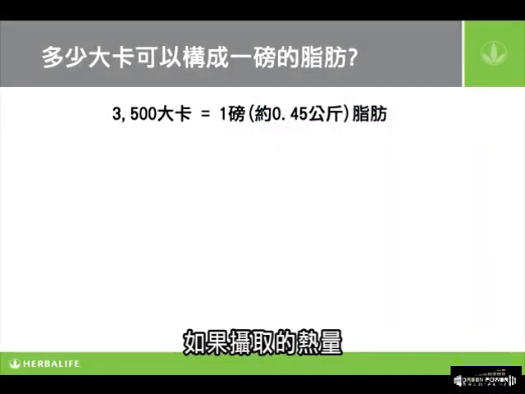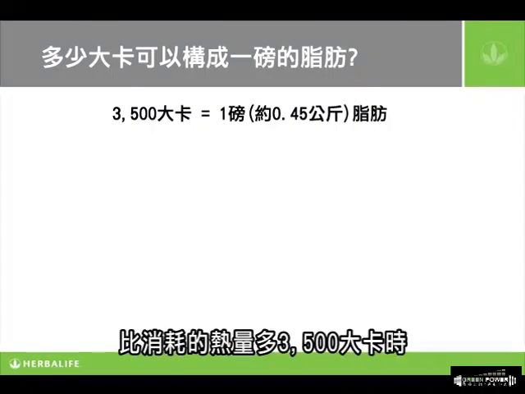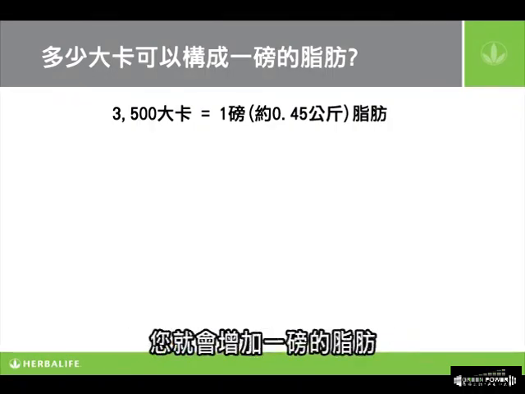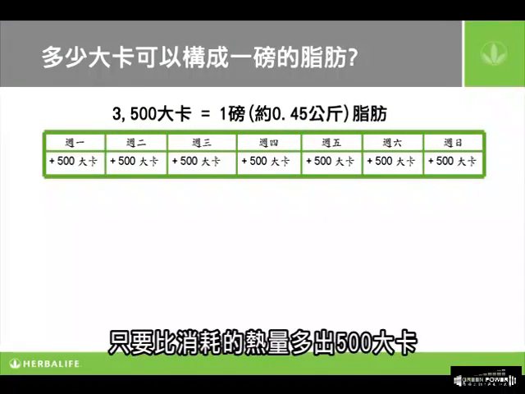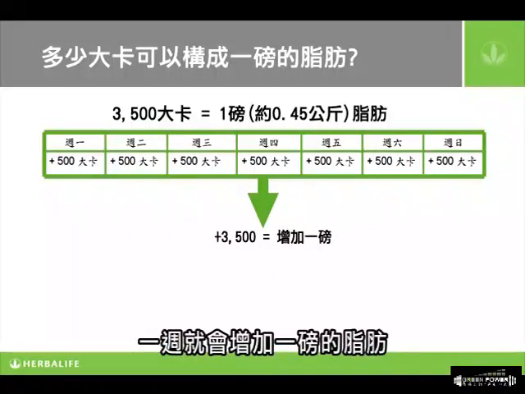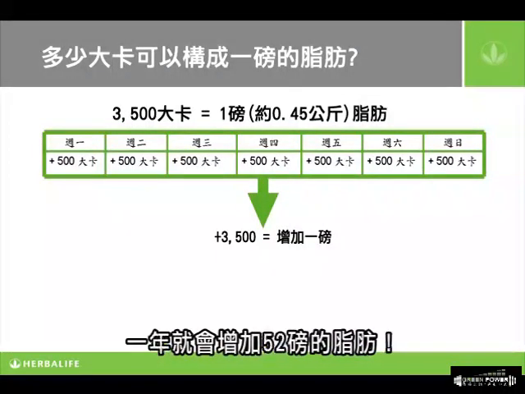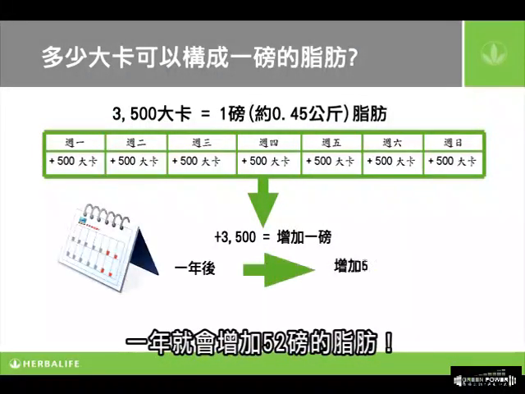If you eat 3,500 calories above the amount you burn, you will make 1 pound of fat. You need to eat only 500 more calories per day than you burn to make 1 pound of fat per week, or 52 pounds of fat per year.